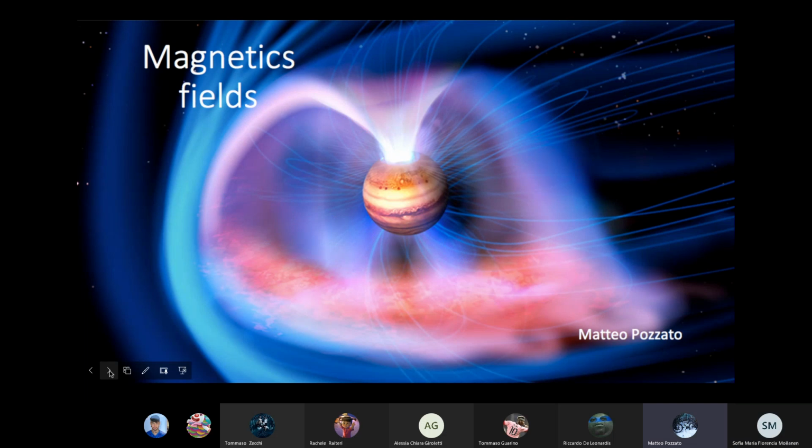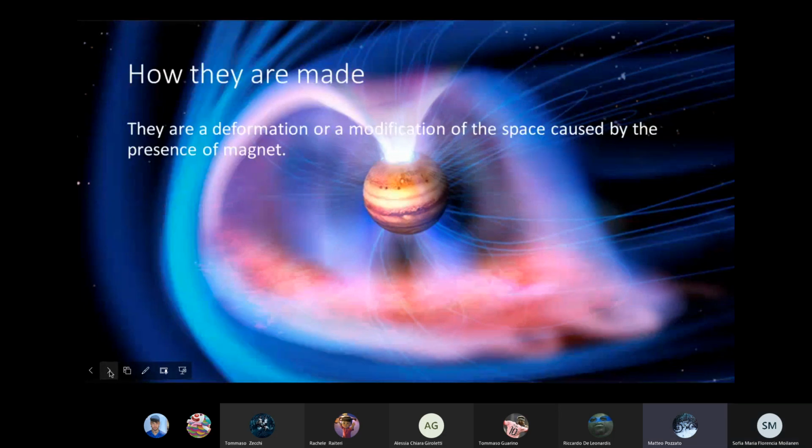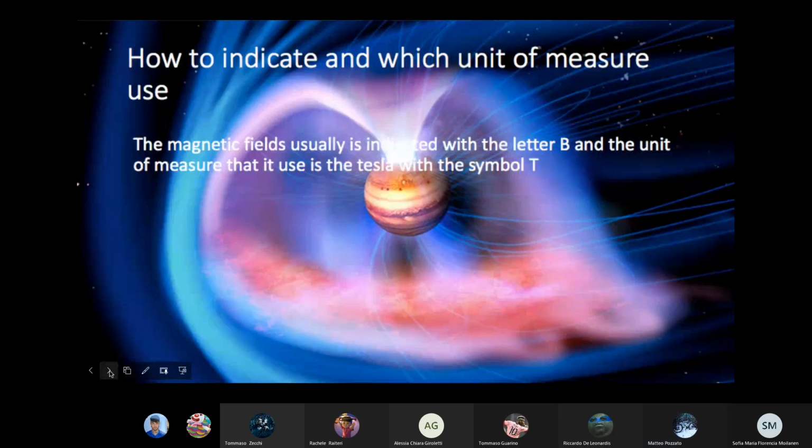Now I'm going to talk about magnetic fields. How they are made: they are a modification or deformation of the space caused by the presence of a magnet. How to indicate them and which unit of measure to use: magnetic fields are usually indicated with the letter B, and the unit of measure they use is the Tesla, with the symbol T.